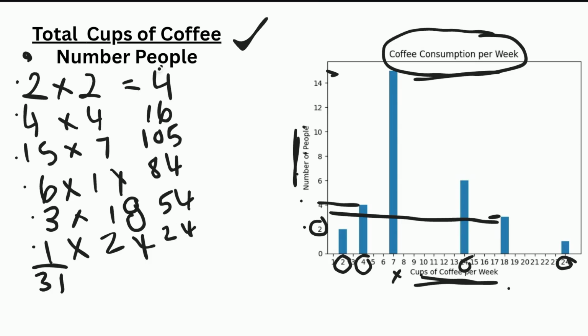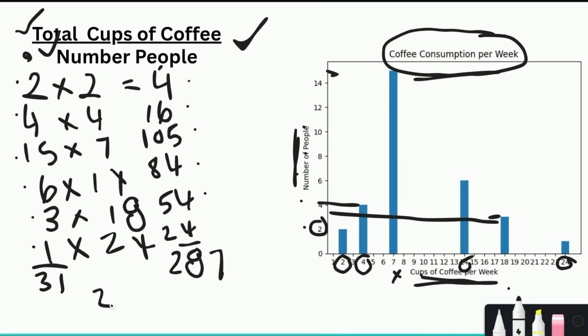So if you add this column, that will give you the total number of cups of coffee that were consumed, and that's 287 if you add 4 plus 16 plus 105, etc., etc. So now we have the 2 numbers for this, so we're just going to go 287, and we're going to divide that by 31, and that will give us the mean.